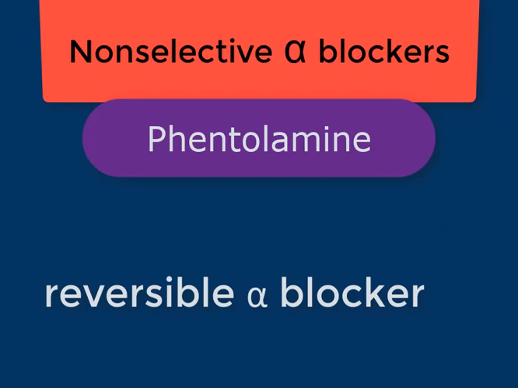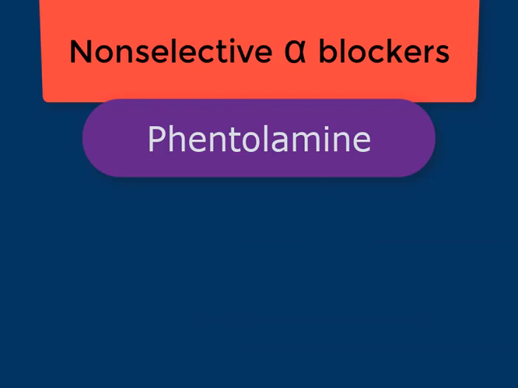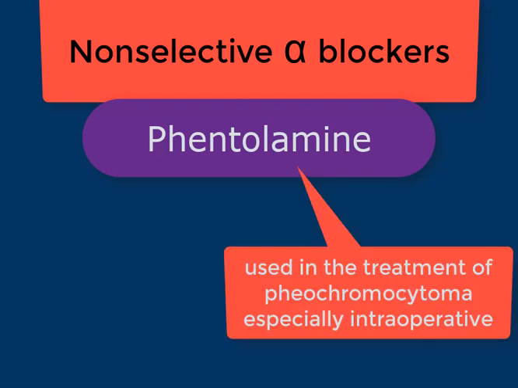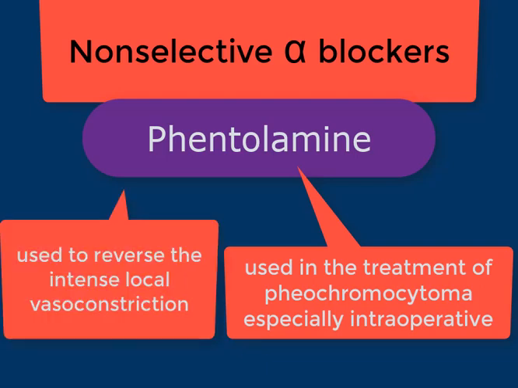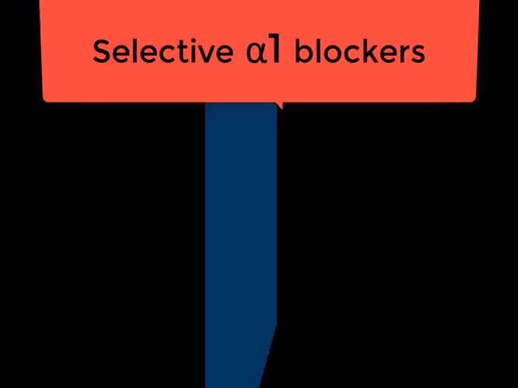Phentolamine is a reversible alpha blocker. Phentolamine is a potent competitive antagonist at both alpha-1 and alpha-2 receptors. Phentolamine causes a reduction in peripheral resistance through blockade of alpha-1 receptors. Phentolamine has been used in the treatment of pheochromocytoma, especially intraoperatively. Phentolamine has also been used to reverse the intense local vasoconstriction caused by unintended infiltration of alpha agonists such as norepinephrine into subcutaneous tissue during intended intravenous administration.